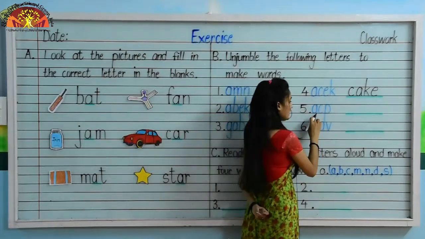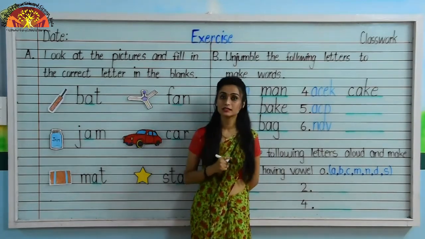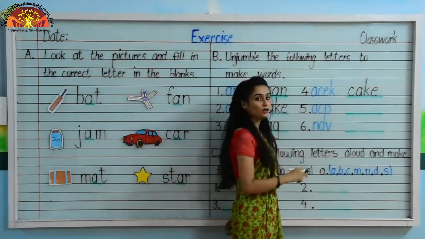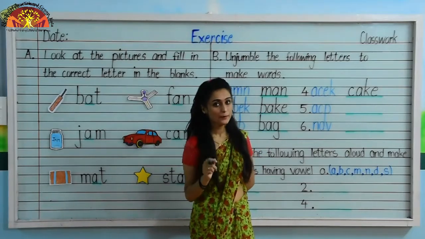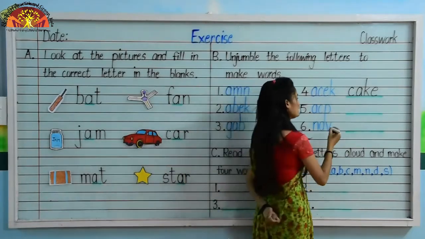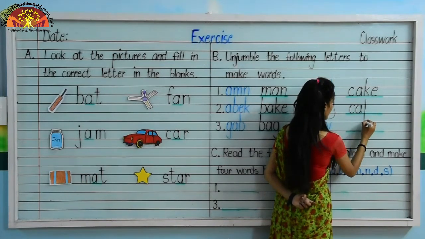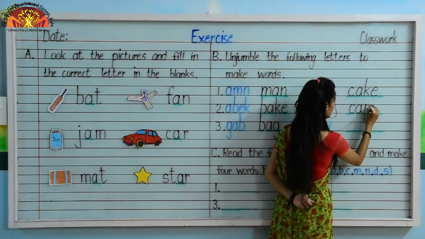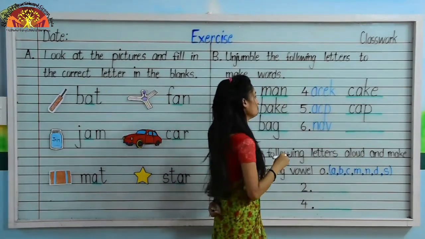Yes, here A, C, P is given. Which word can we make? Yes, arrange them in the correct order. We can make cap. C-A-P, cap. So we will write over here C-A-P, cap. Very good.